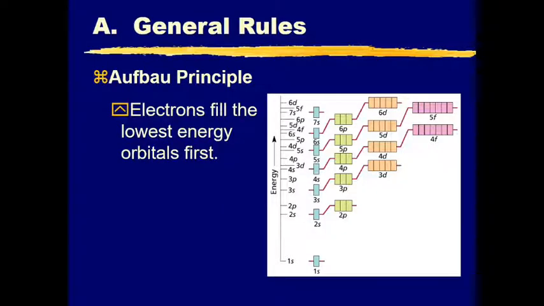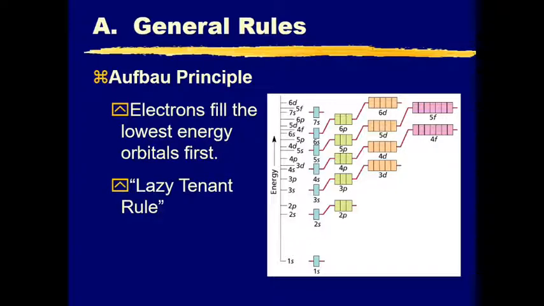Next up, we have the Aufbau principle. The Aufbau principle says the electrons will fill the lowest energy orbitals first. And we're going to go through a few representations of how you are going to remember the order of electron filling, going from lowest to highest energy, for the current periodic table.